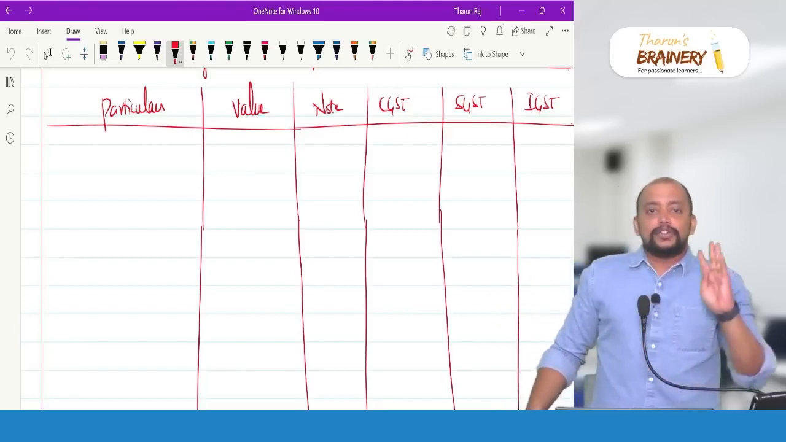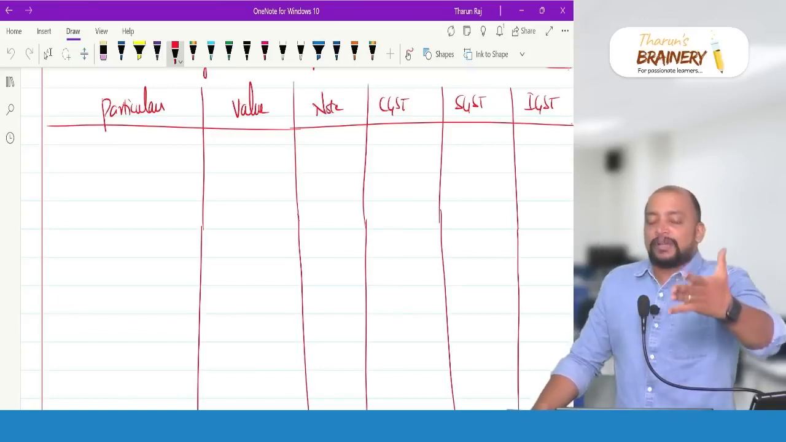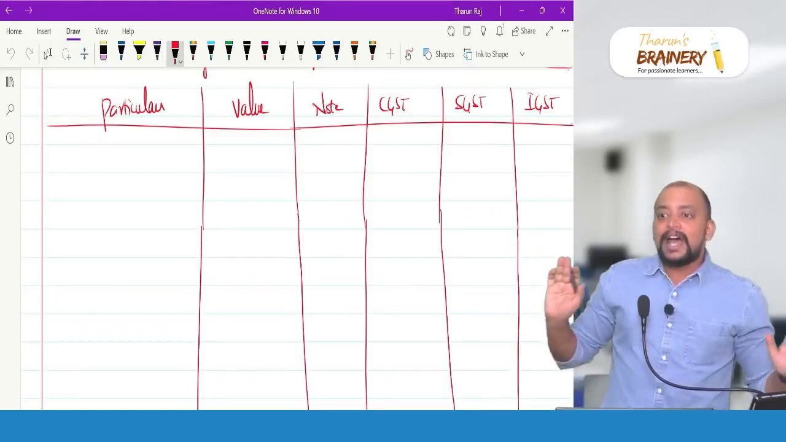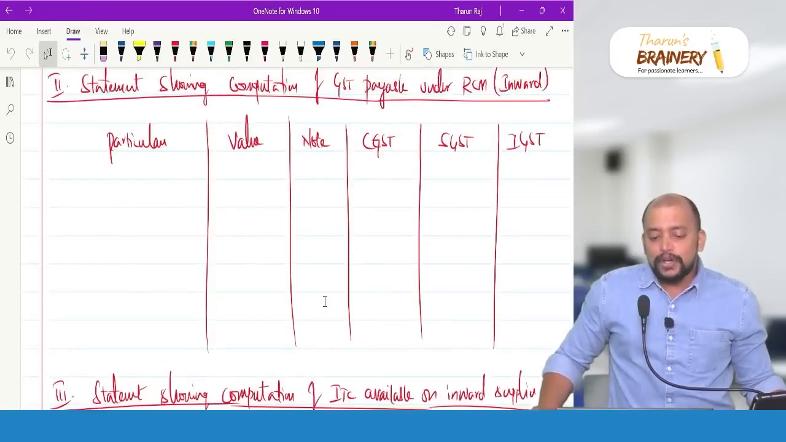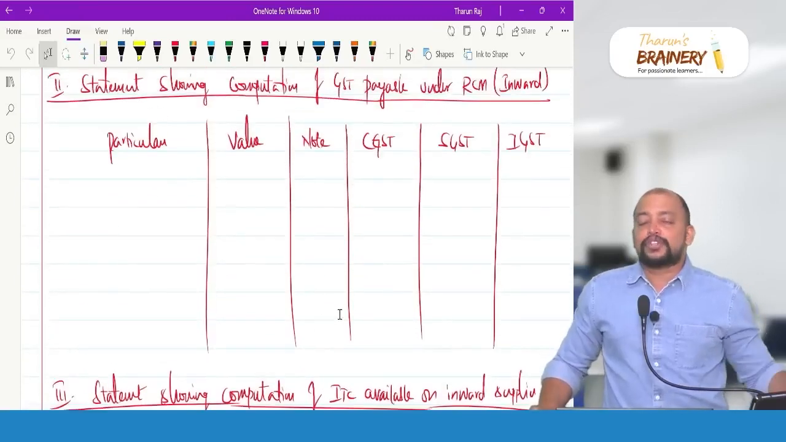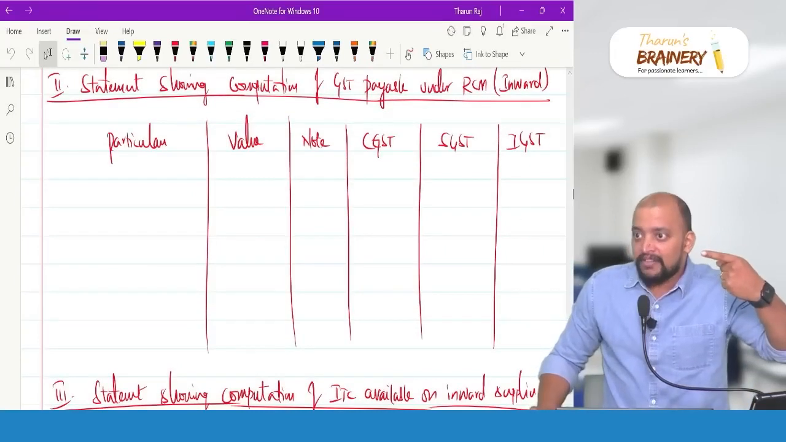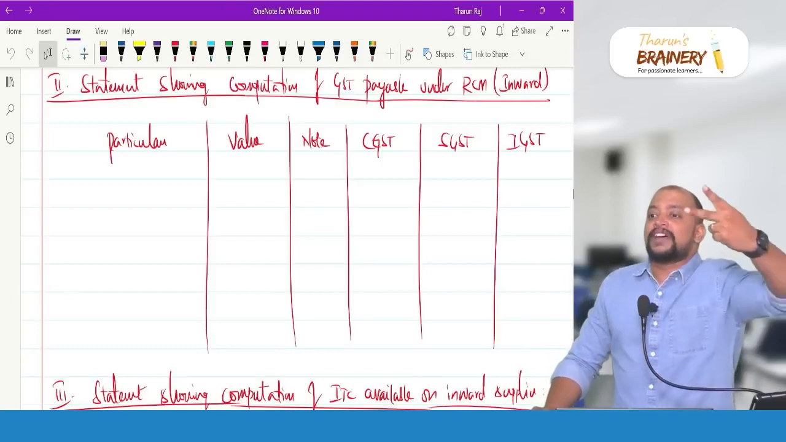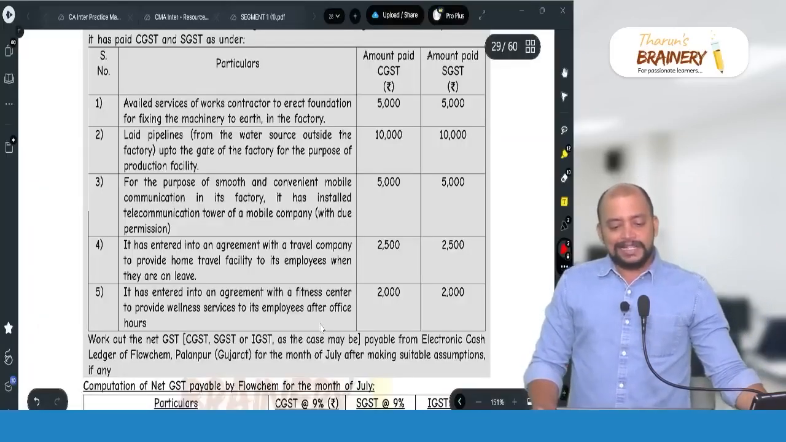If you prepare the answer sheet like that, you will not have any trouble. You read the question, and immediately write it in the appropriate place, and time also will be managed. So whenever you are taking inward supply under RCM, it should come in 2 statements. One in the second statement for payment of GST, and it should also come in the third statement, because you can avail it as ITC.